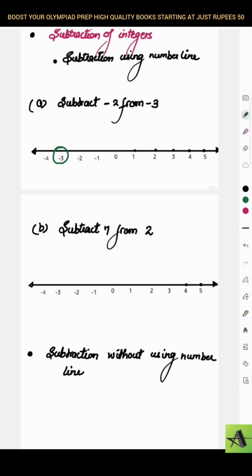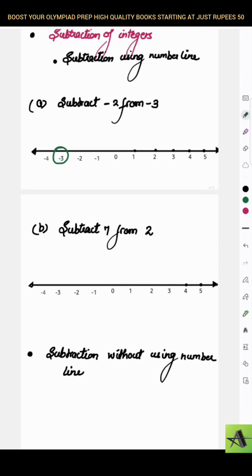In subtraction, it works opposite. Remember that. Working opposite means that in case of addition, after encircling, we were working according to the number. That means if it's written negative 2, we have to move 2 units towards the left. If it's positive 2, we have to move 2 units towards the right.